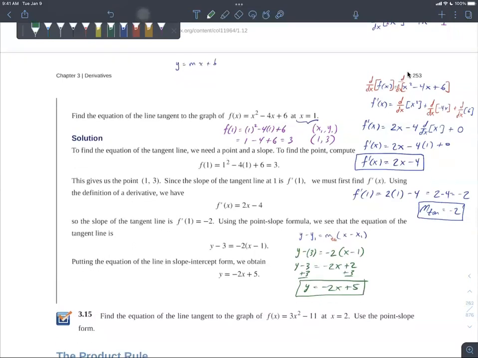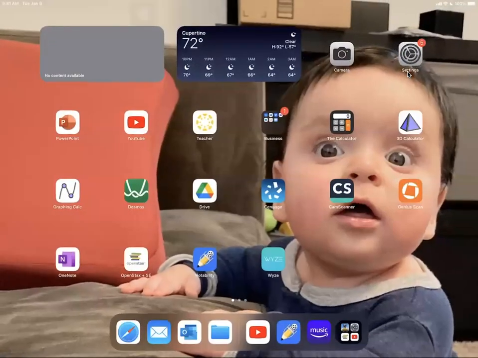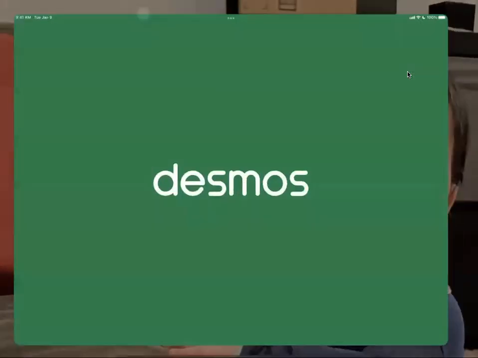And then let's go ahead and take a look at this. x squared minus 4x plus 6 in Desmos.